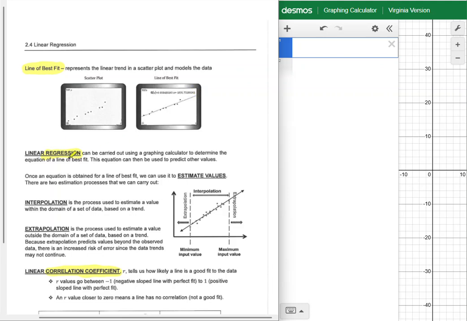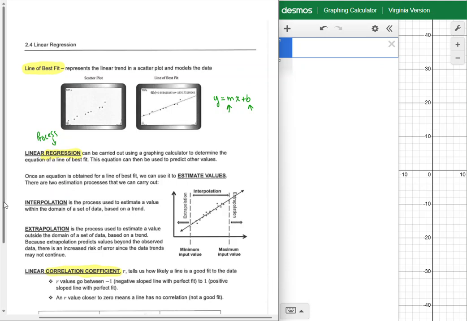So the word regression is just the process of finding this line. And remember, when we're writing an equation of the line, we write it in the form y equals mx plus b. As long as we can find a slope and then find the y-intercept, we have our answer.